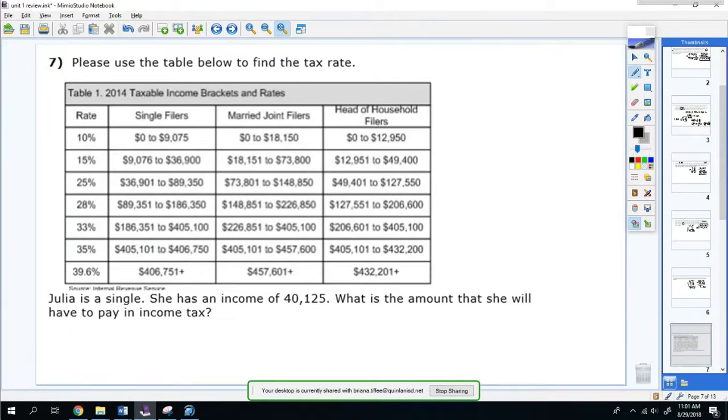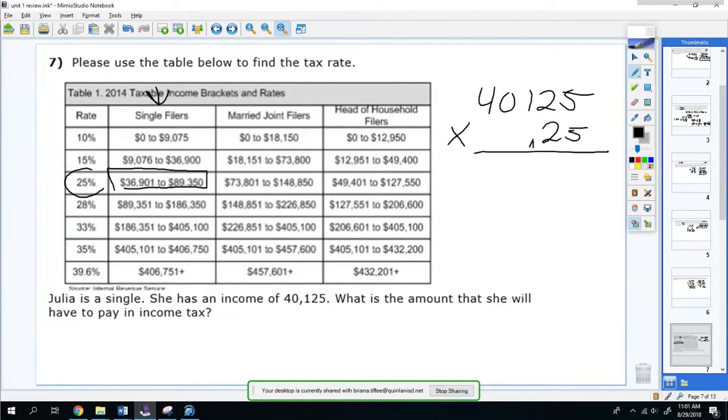So she's single, so we're going to be looking at this table. She makes $40,125 in income, so she'll be in the third row. So she'll be in this one because it's in between those two numbers. So it means her tax rate is 25%. So we're going to multiply this by 25%, which is 0.25. So when you multiply it out, I won't do it. It will come out to $10,031.25. So that's how much income tax you'll pay. Very quick problem.